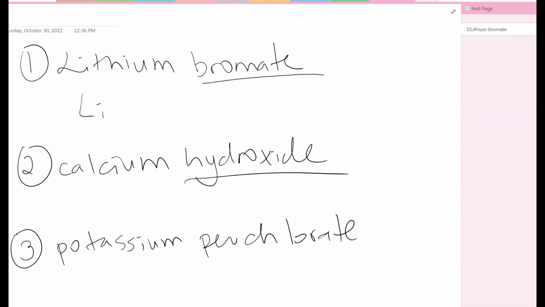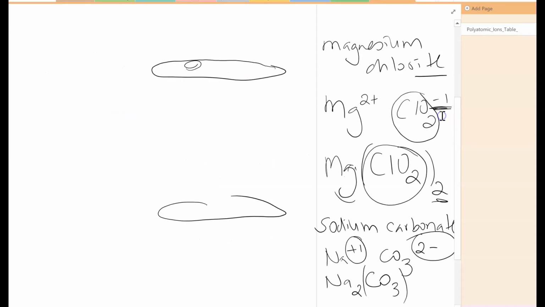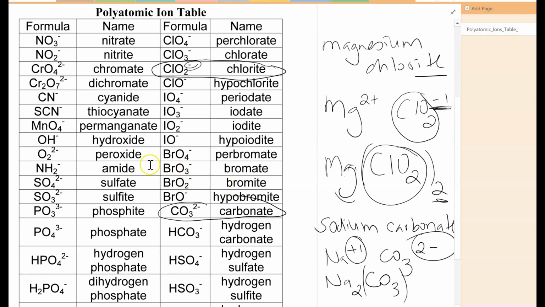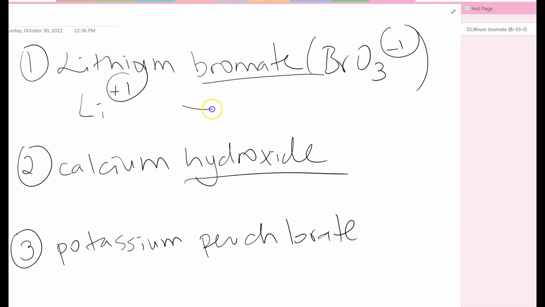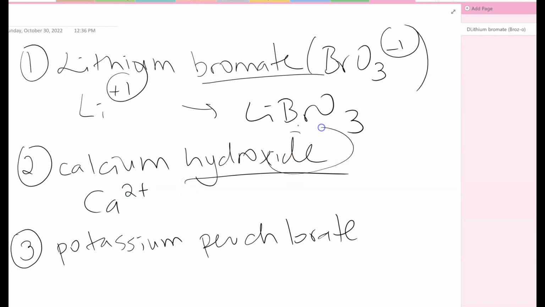So you find bromate. Let me pull up the table. Okay, so you go and find bromate. You see it's BrO3, right, with a -1 charge. You know lithium is +1, so +1 and -1 is just going to add up to lithium bromate. Calcium hydroxide, Ca is 2+. Hydroxide is one of those that actually ends in -ide, but you see how it's actually a hydrogen and an oxygen together. It has a -1 charge, so you're going to have 2 of the OHs, so you now have to definitely put them in parentheses and put a 2 outside.